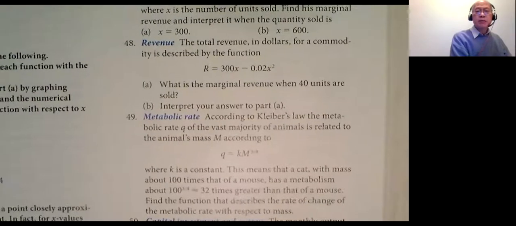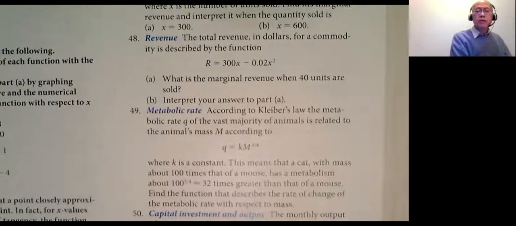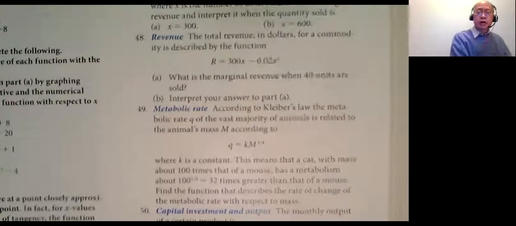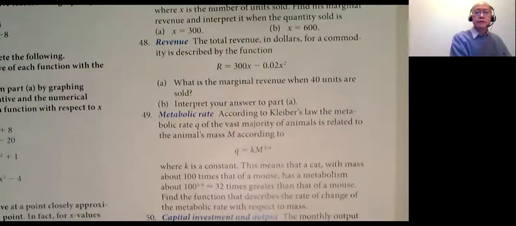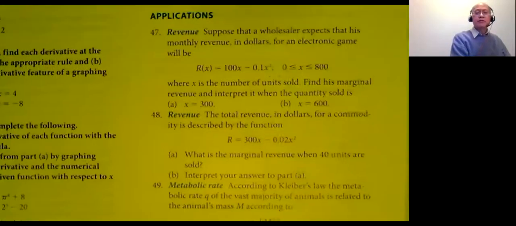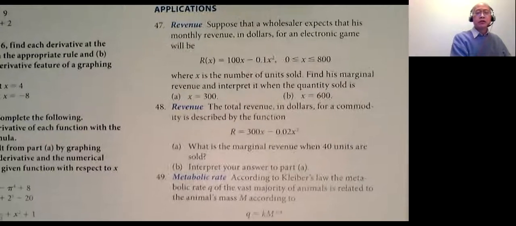R of x is equal to blah, blah, blah. What is the marginal revenue? Aha, marginal means derivative. When 40 units are sold, I plug in 40. And then B, interpret your answer to part A. Okay, so 47 is probably very similar. And for those of you that have the book, the answer's in the back.